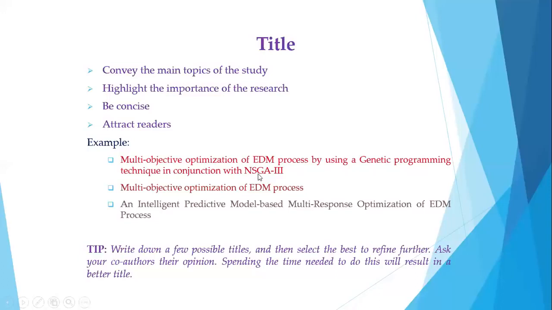So I have already merged it into a small form, or I have already used the acronym here to make the title a little shorter. For example, if you read it like this, multi-objective optimization of electro discharge machining process by using a genetic programming technique in conjunction with non-sorting genetic algorithm 3, it will be a very long name. So I have already made it a little less long by giving the acronym.